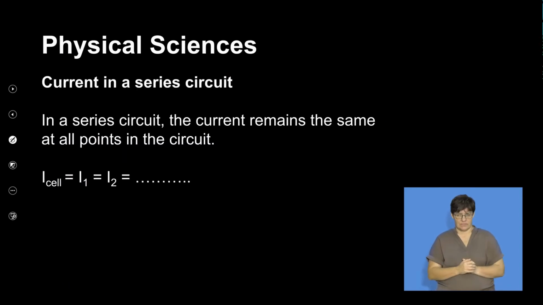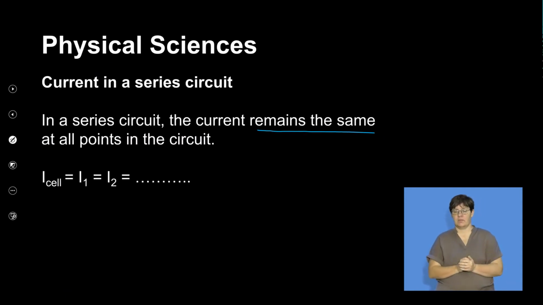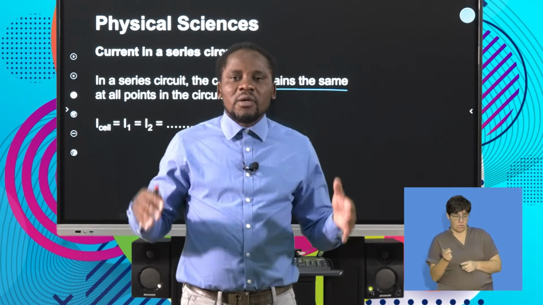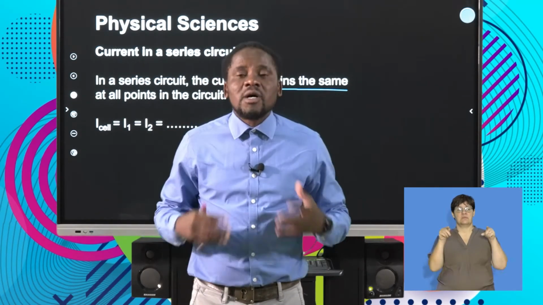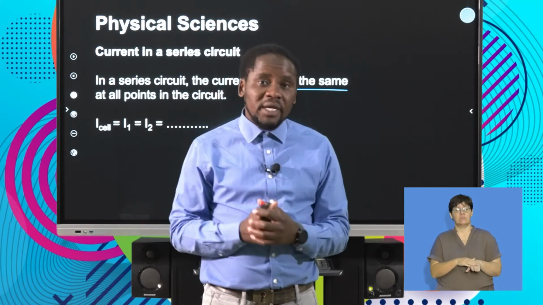Right, so in a series circuit, what are we saying? The current remains constant, or it remains the same at all points. So meaning that the current that passes through the cell is equal to the total current, which is the current that passes through the first light bulb as well as the second light bulb. Hence, we can conclude that in a series circuit, current remains constant. So if we have multiple components in a series circuit, all of them will receive the same amount of current. Hence, we can safely say that in a series circuit, current indeed remains constant.